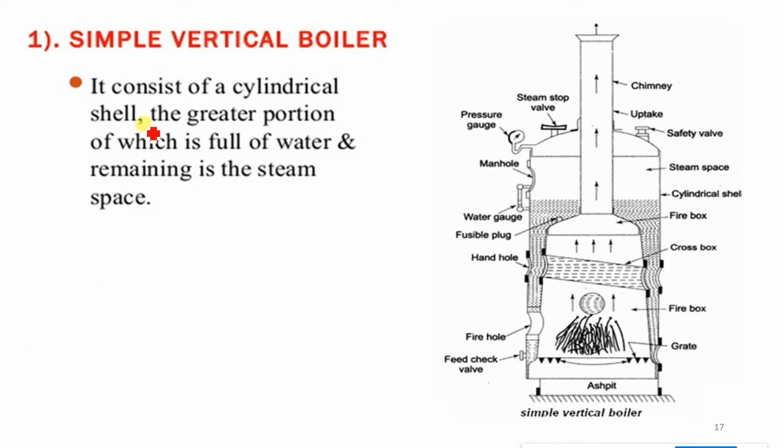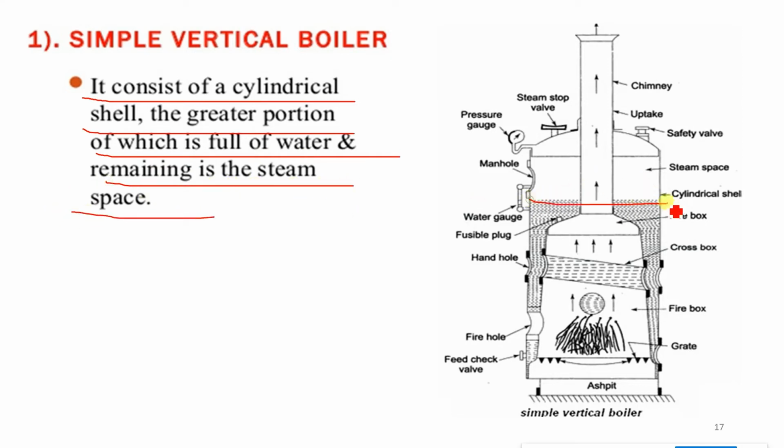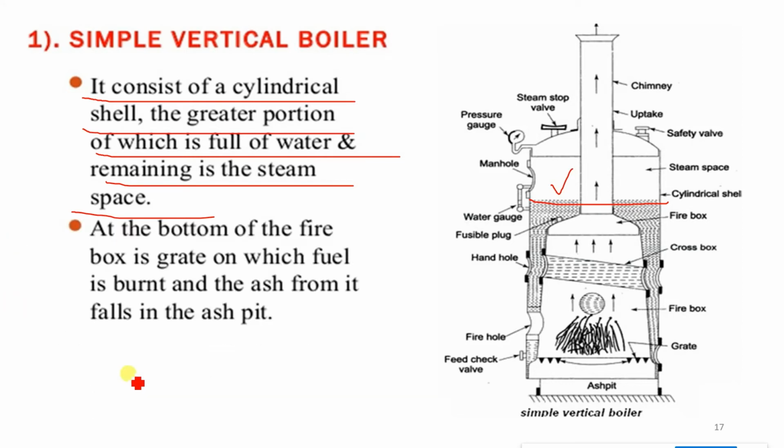The theoretical part of this consists of a cylindrical shell, the greater portion of which is full of water, and the remaining is the steam space. At the bottom of the firebox, there is a grate on which fuel is provided, and the ash pit collects the ash. This is the firebox, this is the grate on which the fuel is provided, and this is the ash pit.